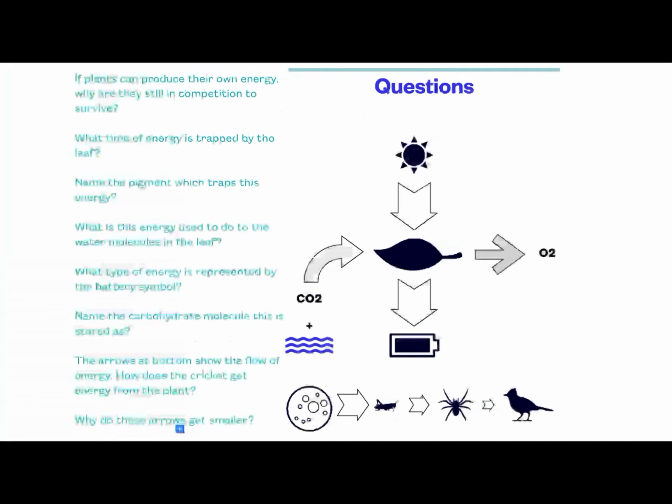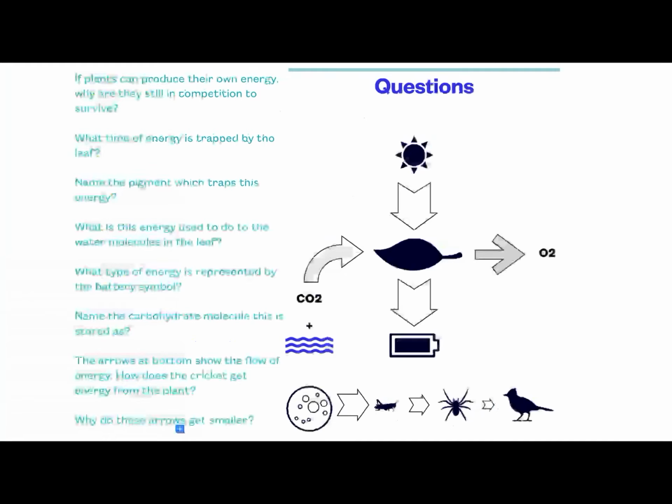So the first question, if plants can produce their own energy, why are they still in competition to survive? Pause the video, have a think, and when you're ready for the answer, press play again. So they're in competition for water, for sunlight, for space. What type of energy is trapped by the leaf? So again, pause, play when you want the answer. It's light energy that's trapped.